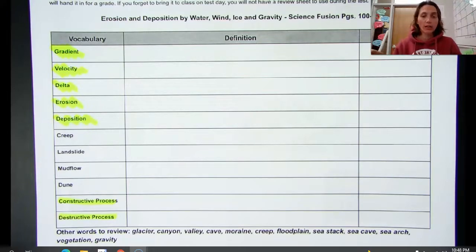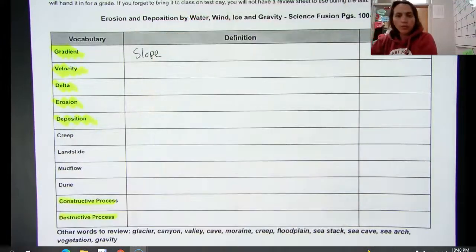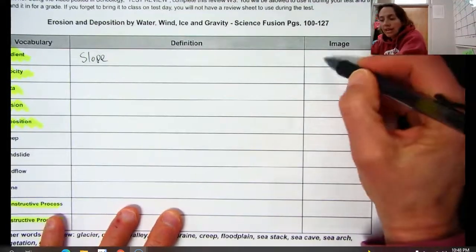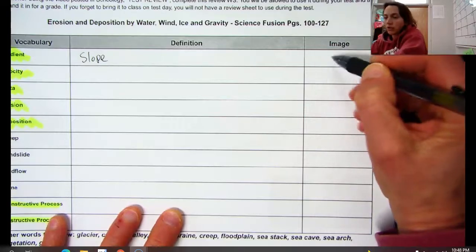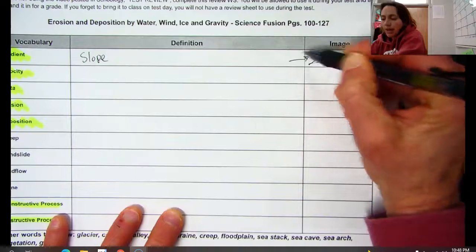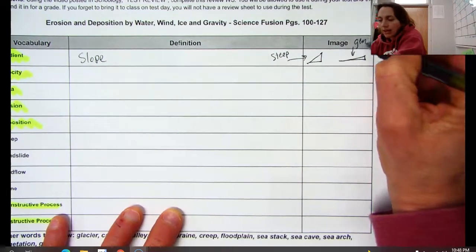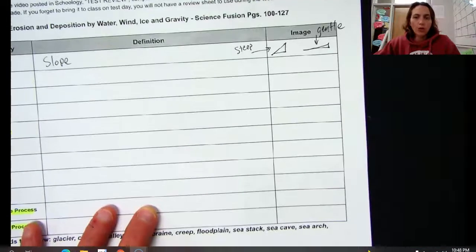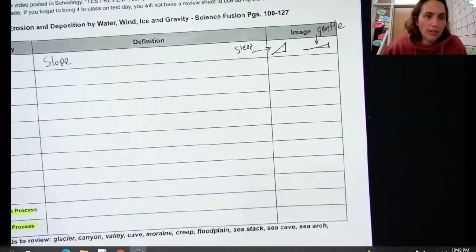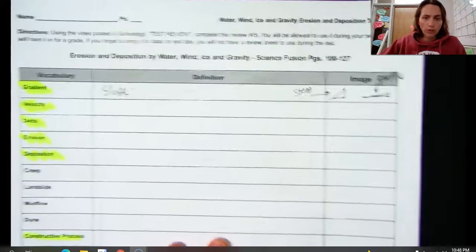Gradient. What's a gradient? If you said slope, you are right. So go ahead and write that in. So gradient, it's slope, okay? Now over here where it says image, you can put an image in. You can make a steep slope. You can make a gentle slope. So that's it. You don't have to fill in everything, but that's a really important word that you need to know, okay? Okay. So, moving on.